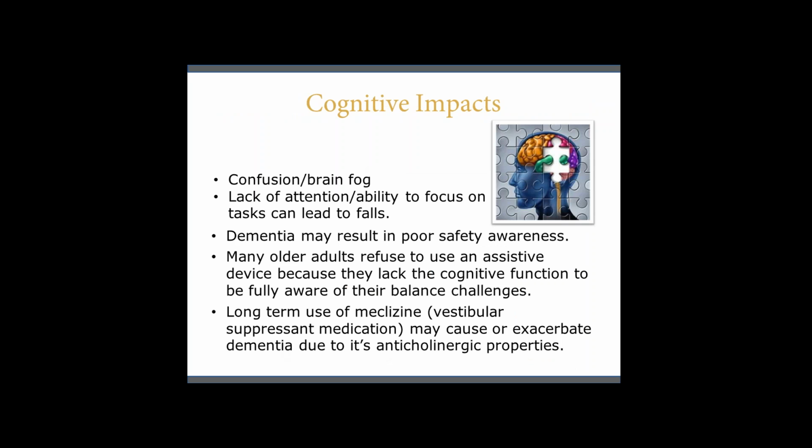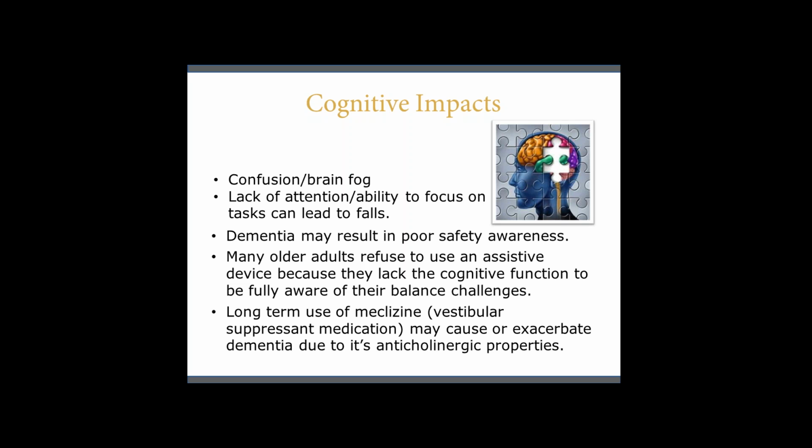As far as the cognitive impacts of falls in the older adults, one of the things that we want to be aware of is that sometimes there's confusion between people that have dementia, people that have delirium due to an acute medical issue, and people that have an undiagnosed BPPV, because all of those presentations can present with an initial low-level confusion and some issues with concentration and memory loss.